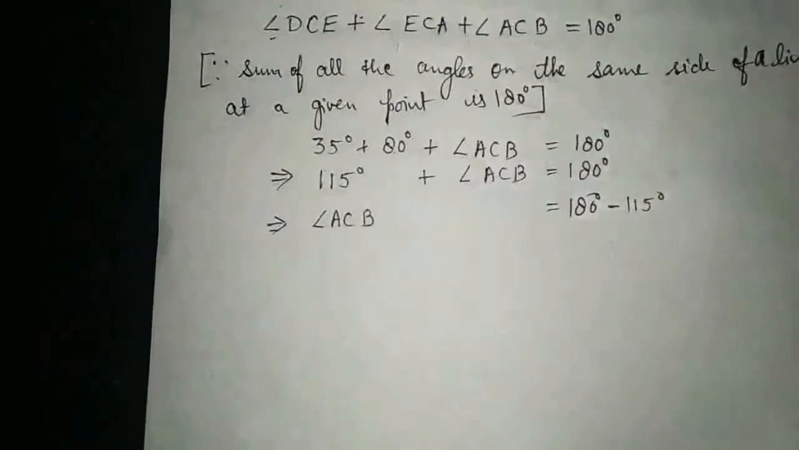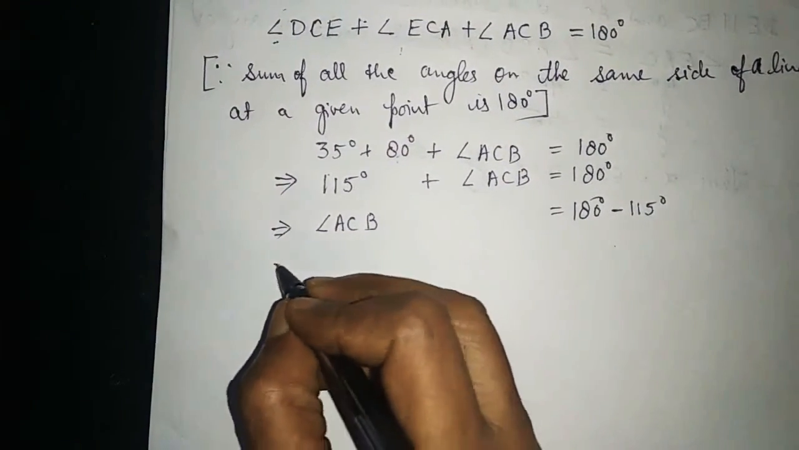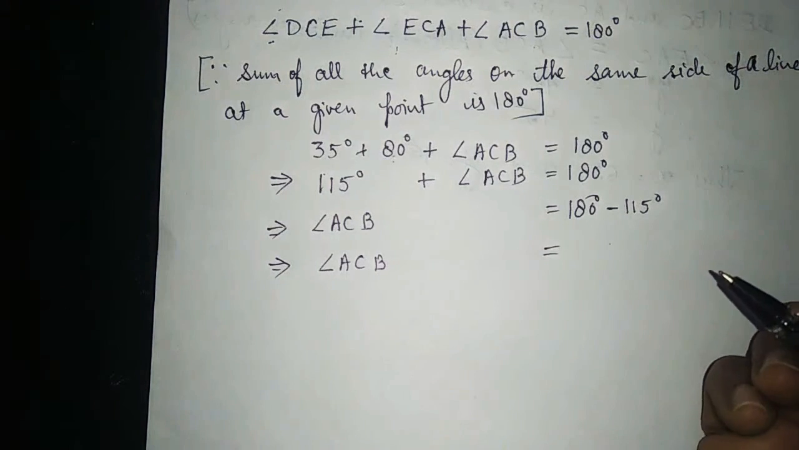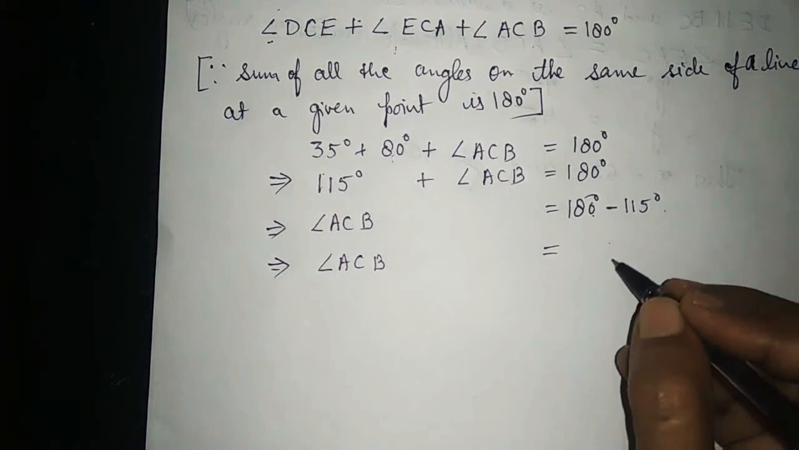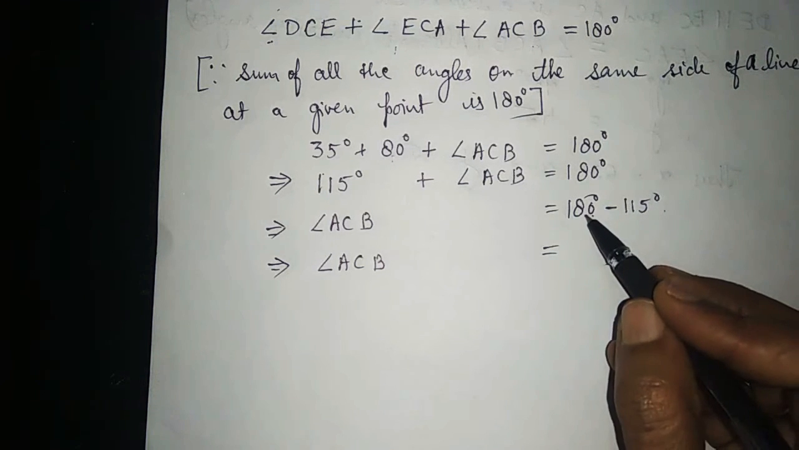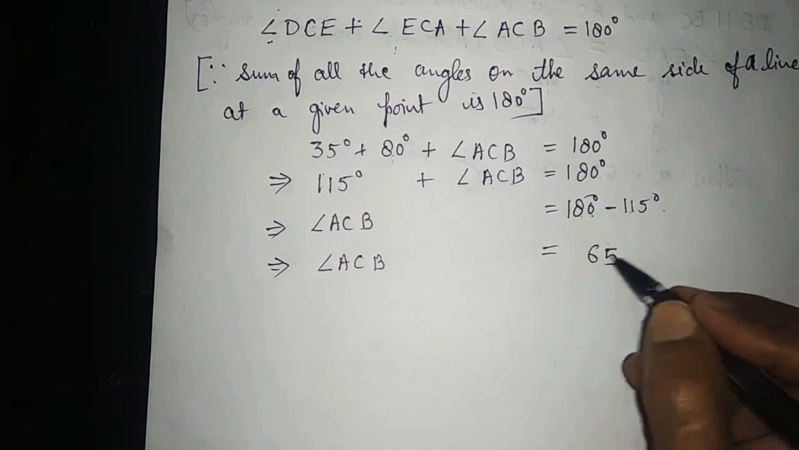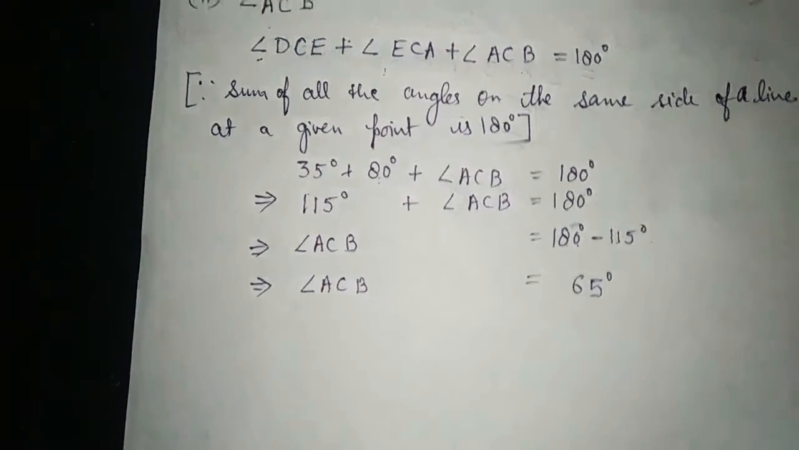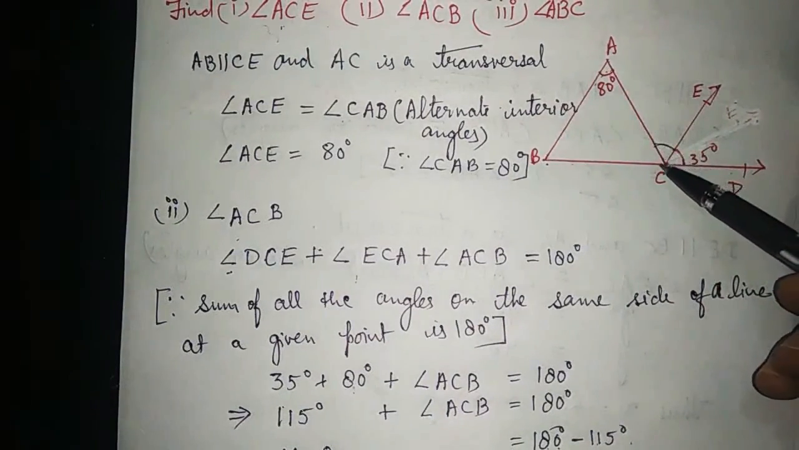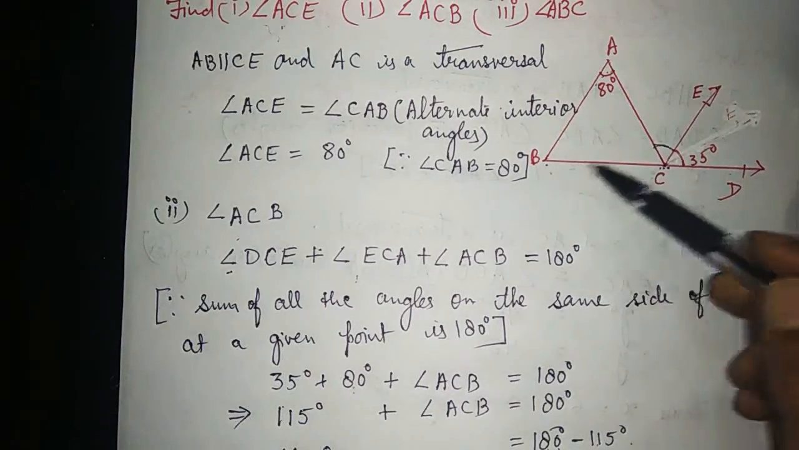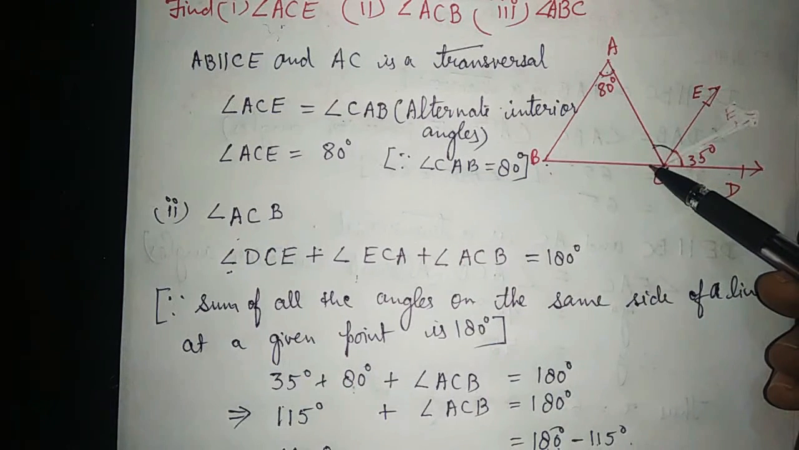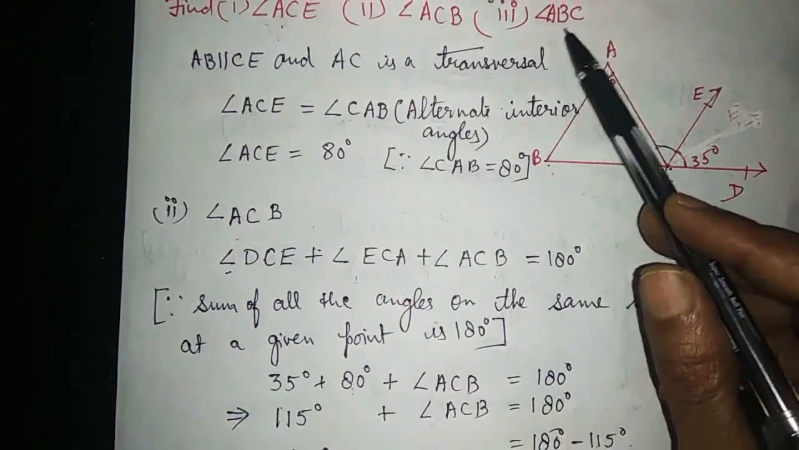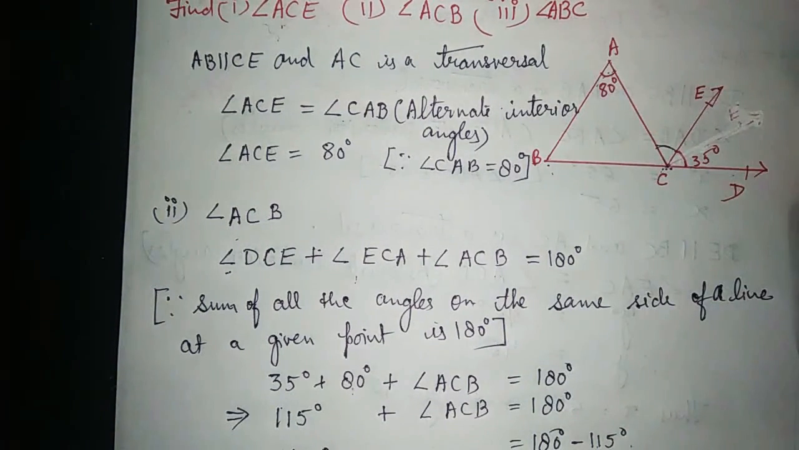Now angle ACB is equals to, here 10 minus 5, 5. Here 7 minus 1, 6. 65 degree is coming as the measure of angle ACB. Okay, and ACE we have calculated here. Now we will calculate measure of angle ABC.